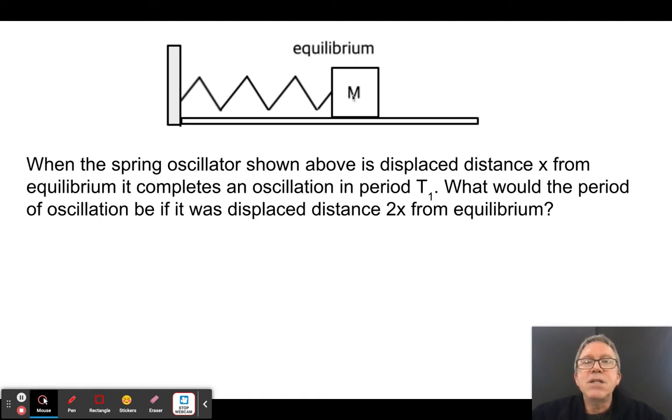What if I changed the amount of displacement? So the amplitude of oscillation was doubled. Well, now let's think about this.